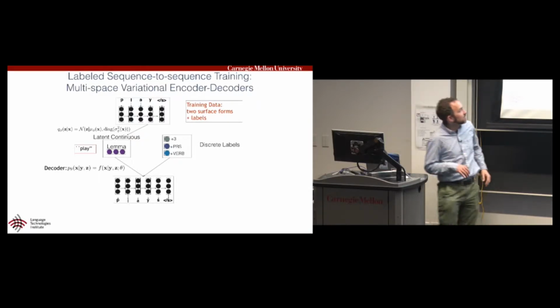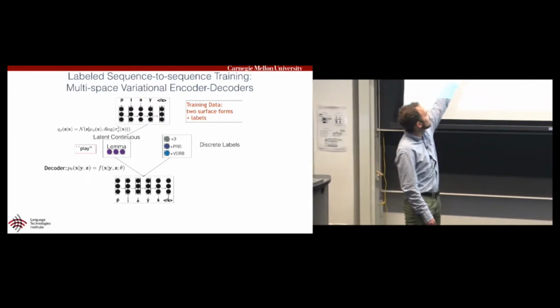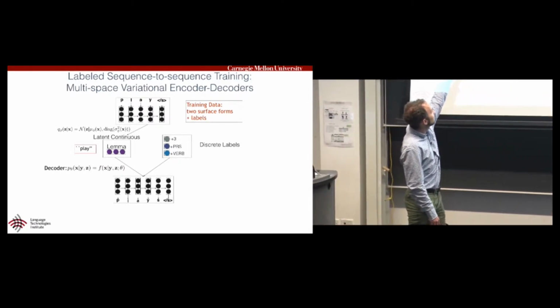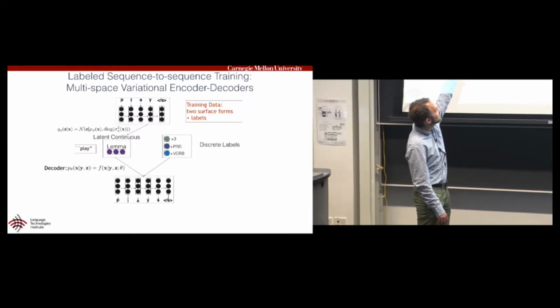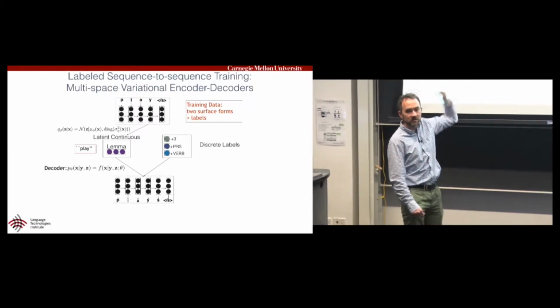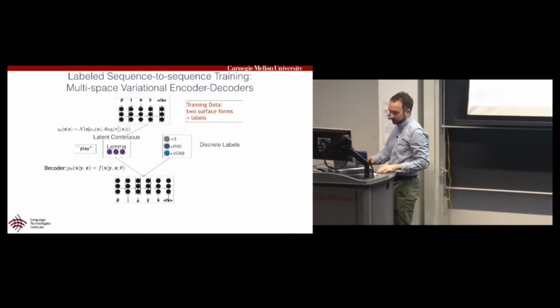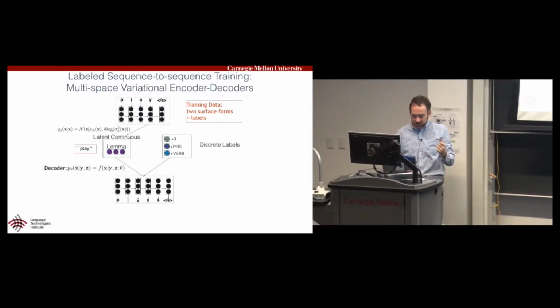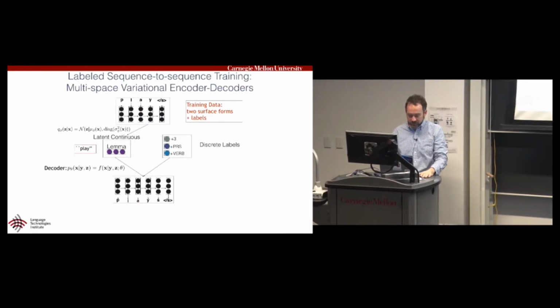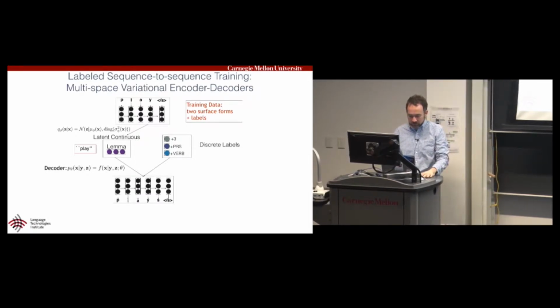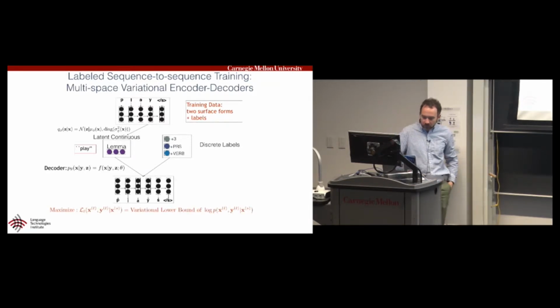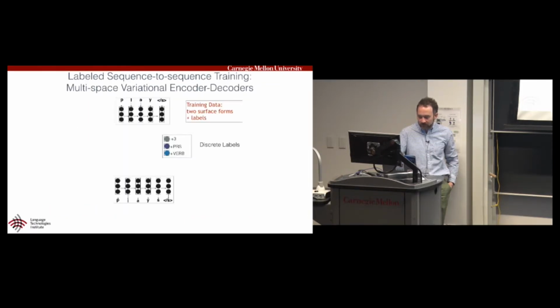This is interesting because what this does is force the latent continuous variable to be the same for these two different words that mean the same thing. So this enforces that words that mean the same thing, as long as we have this training data, will get very similar lemma latent continuous variables. And here we optimize the variational lower bound of the target tags and words.